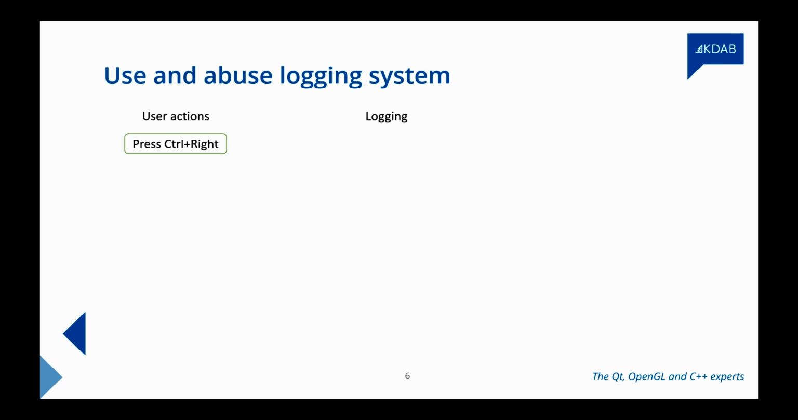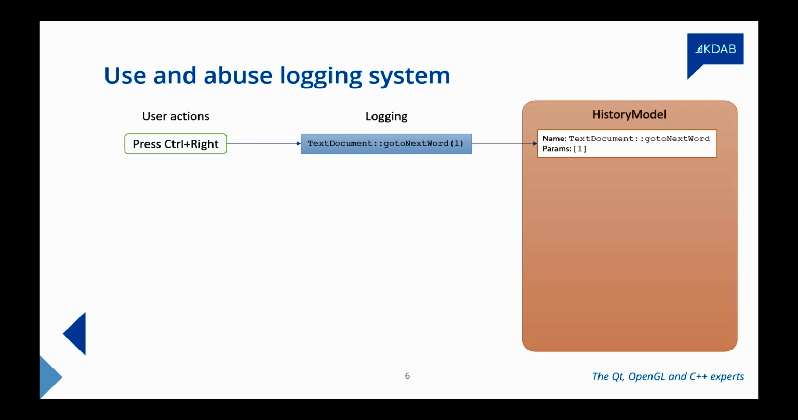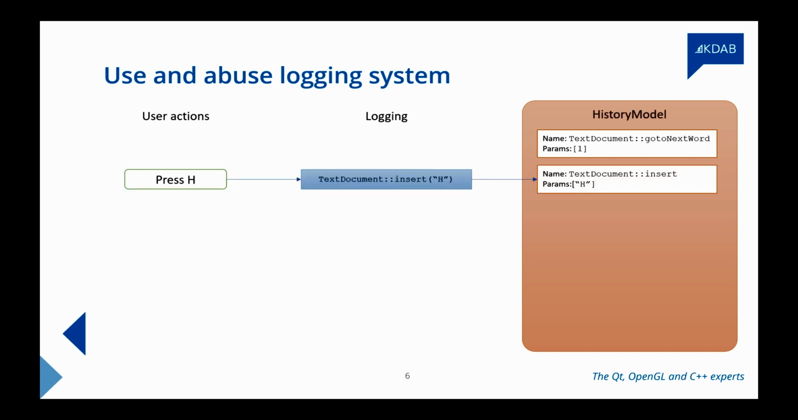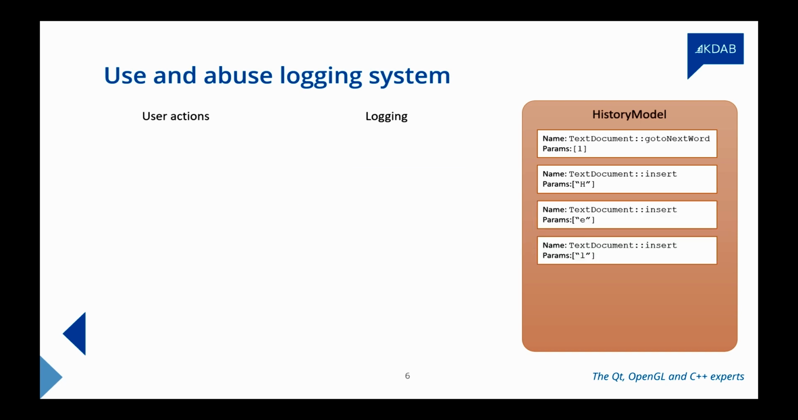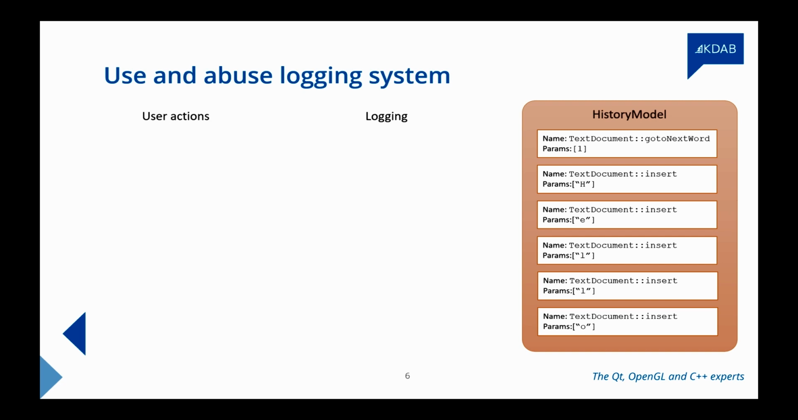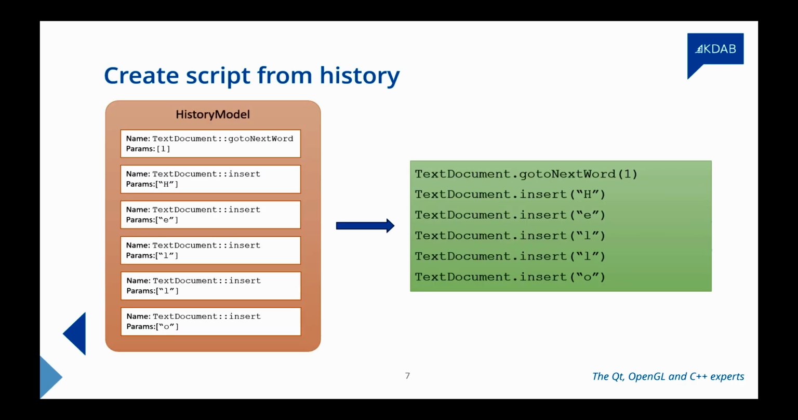So now, whenever the user is pressing Ctrl right, next word, I'm logging this, but I'm also storing this information in a model. So in my model, I have the data with the name of the API that is called and the parameters. And I'm going to do that for all the actions the user is doing. So H, E, L, etc., etc. And here I have in my model all the data that the user has done. And once you have that, it's quite easy to just create a script from there. You just parse the different data, and then you create the script.